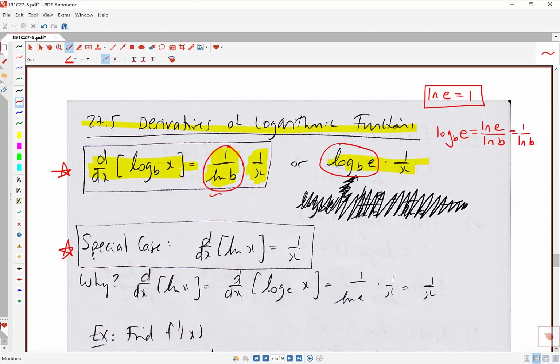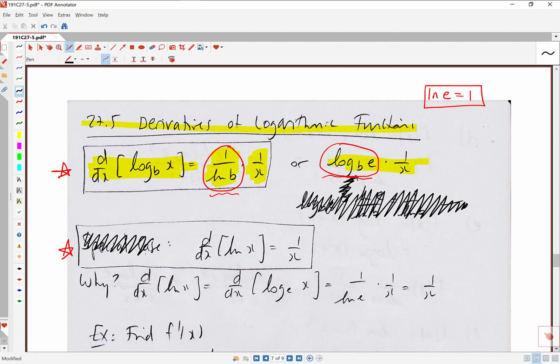So some textbooks will use this version, some textbooks will use that version. I'm not picky on which version you use. It's whatever seems simpler to you. To me, 1 over ln b seems nicer, but some people would argue, no, I think log base b of e looks good. Okay, so in that case, you can use that expression. So what I'm going to do as we work through our derivatives, I think I will write both versions.